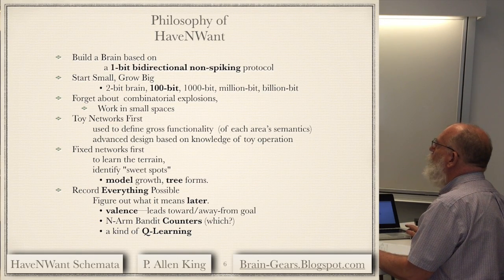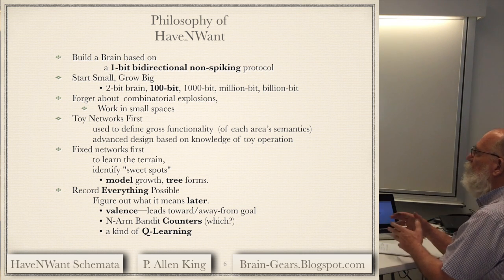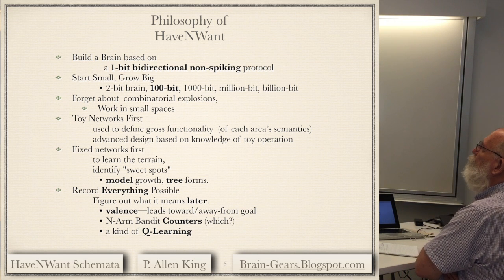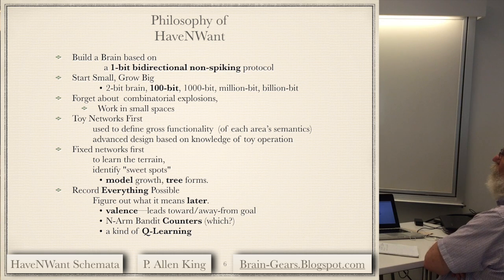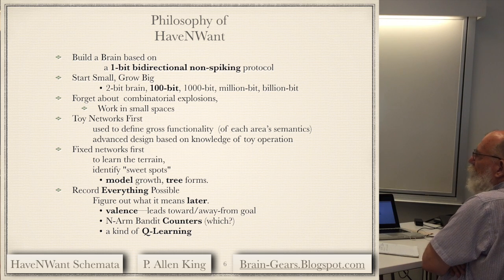Up to this point, we've been dealing with small systems, but I want to talk about where I see us going in big systems. This is the philosophy of HaveNWant. You can take a quick read of it. 1-bit bidirectional, start small. Don't worry about combinatorial explosions. Toy networks, fine networks, do fixed networks first, and record everything possible.